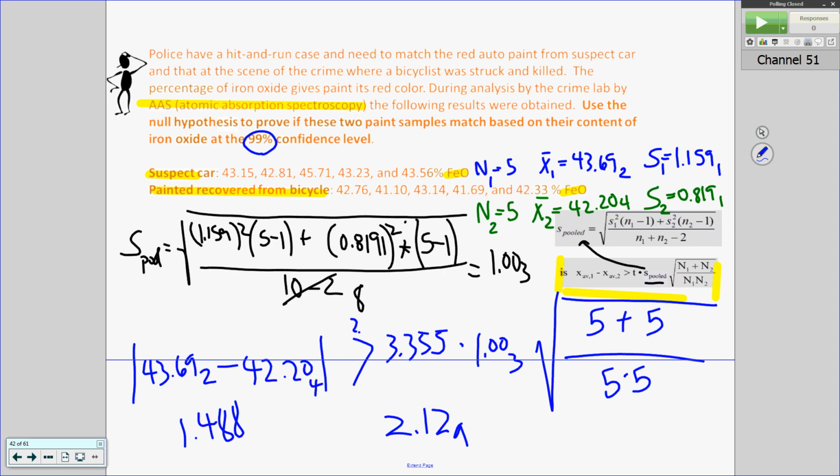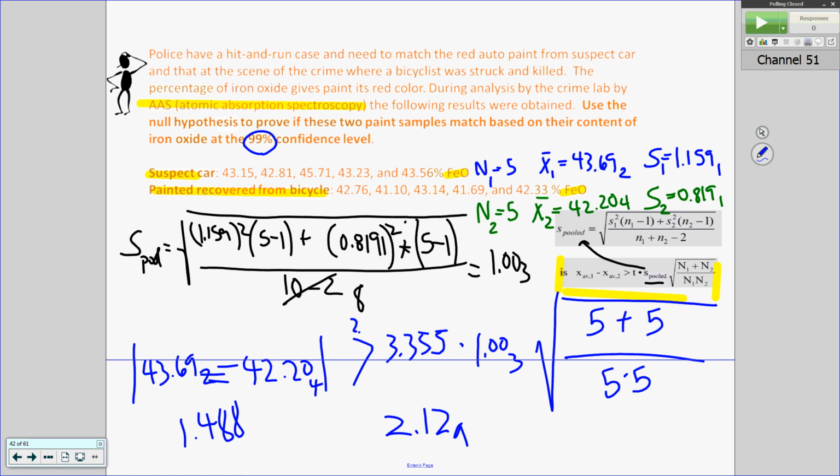So guilty or not guilty? Not. Those paints match. So this would be the difference I could withstand, 2.1, and the difference is only 1.5. So those paints match. The difference would have to be greater than this interval we calculated for it to be statistically different. If it's less than this difference, there's a statistical match.